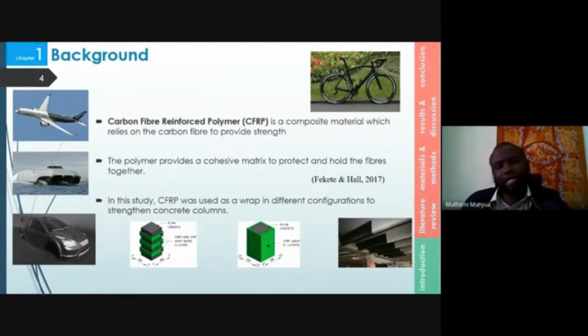There will be a bar on the right that will highlight the section I'll be presenting on. To give you a little background, carbon fiber reinforced polymer, or CFRP, is a composite material which relies on the carbon fiber to provide strength and stiffness, while the polymer provides a cohesive matrix to protect and hold the fibers together. CFRPs are used in aviation, shipping, automotive industries, bicycles, and civil engineering structures. In this study, CFRP was used as a column in different configurations to strengthen concrete columns.